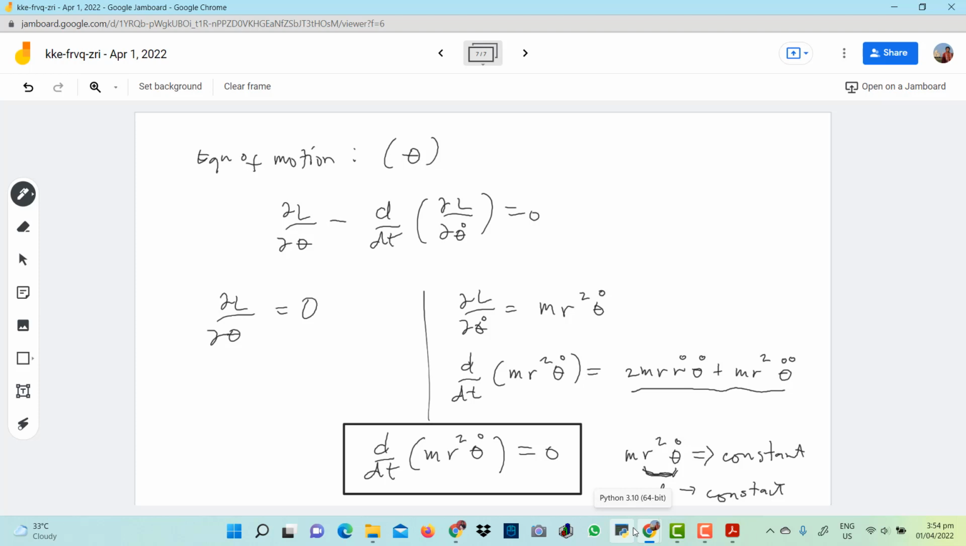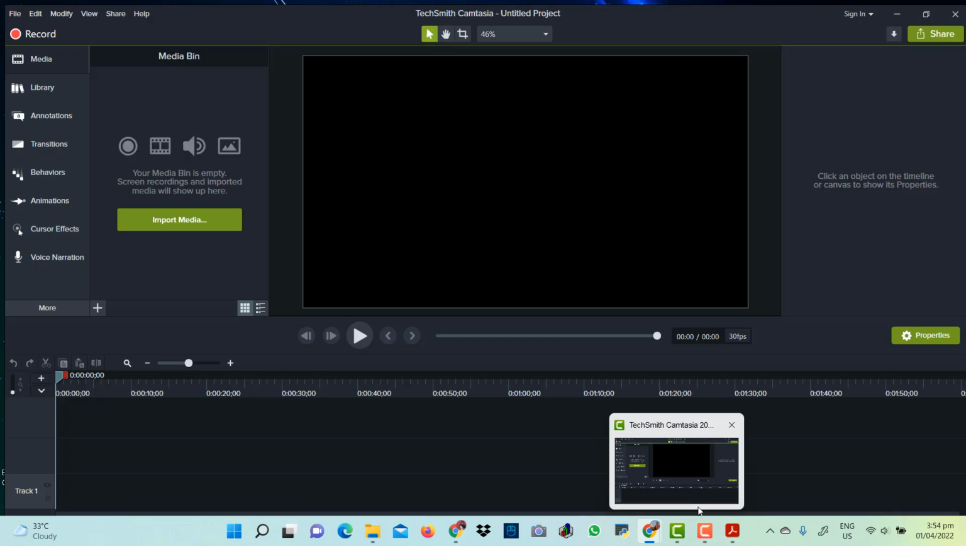So as you notice, every system under the central force topic, we can solve using Lagrangian mechanics. Okay? Using the Lagrangian mechanics. Question?